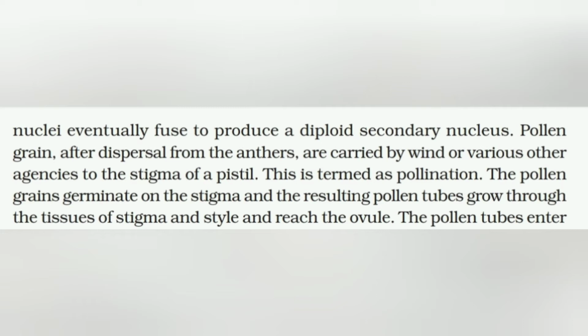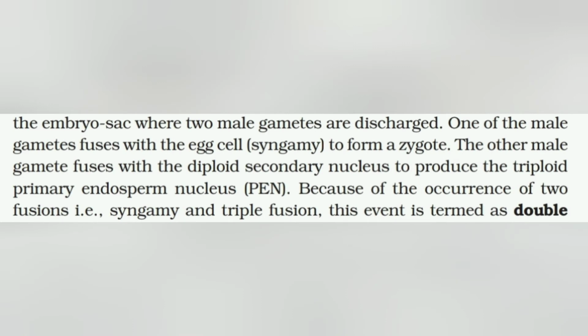It can be done by agents like wind, insects, humans, animals, birds, etc. The pollen grains germinate on the stigma and form a pollen tube which grows through the tissues of the stigma and through the style and finally reaches the ovule. The pollen tubes enter the ovule from the micropylar end and discharge 2 male gametes. One of the male gametes fuses with the egg cell. The process is known as syngamy and zygote is formed.